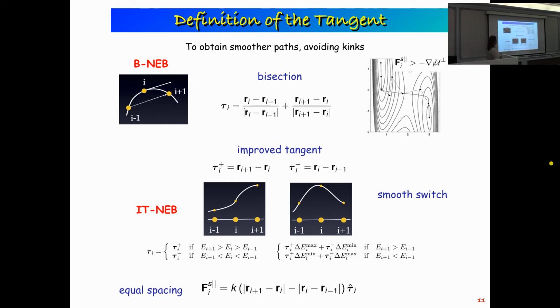You have here the formula. In fact, you define the tangent differently depending on the shape of the band at your bead, and this provides a smooth switch of the definition of the tangent when you are in a situation like here, where you really change from a growing to a decreasing band. And this guarantees a really equal and uniform spacing along the band, and that makes things converge more smoothly to the final solution.